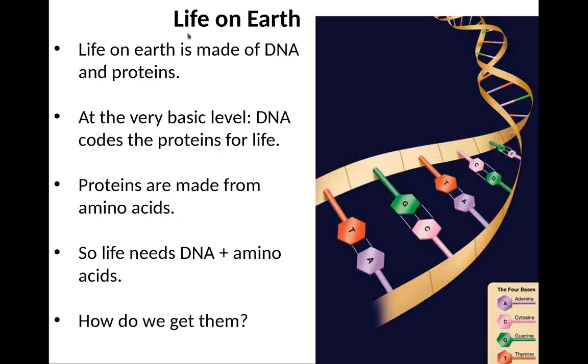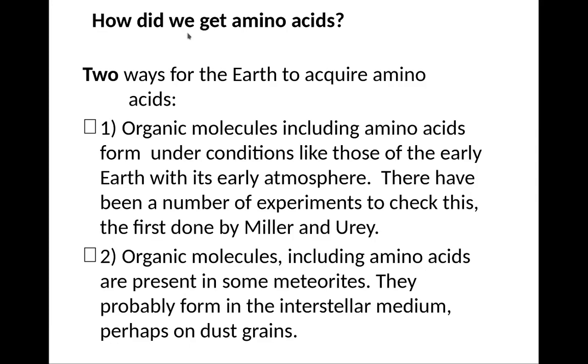Life on Earth is made from DNA and proteins. At the very basic level, DNA codes the proteins for life. Protein is made from amino acids. So for life, you need DNA plus amino acids. So how do you get these things? There are two ways for Earth to acquire amino acids.